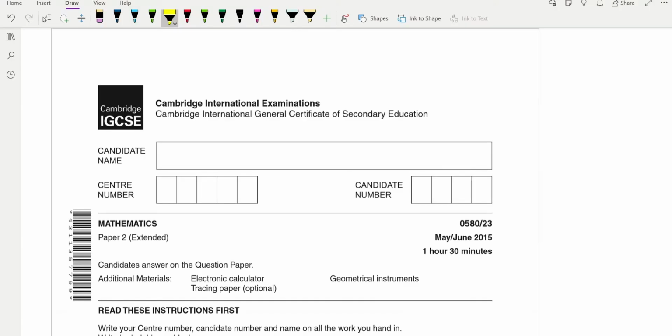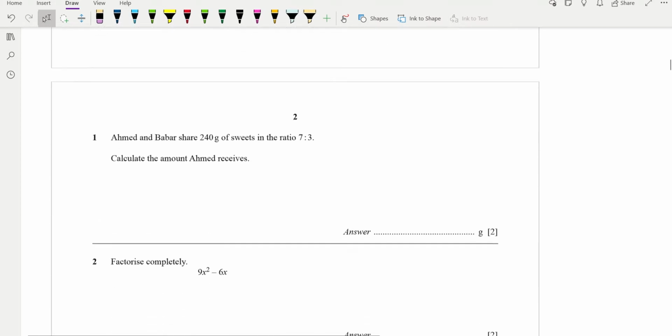Hello everyone. Today we'll be going through IGCSE Cambridge Mathematics Paper 2 Extended 0580/23 May June 2015. Let us move to question number 1.